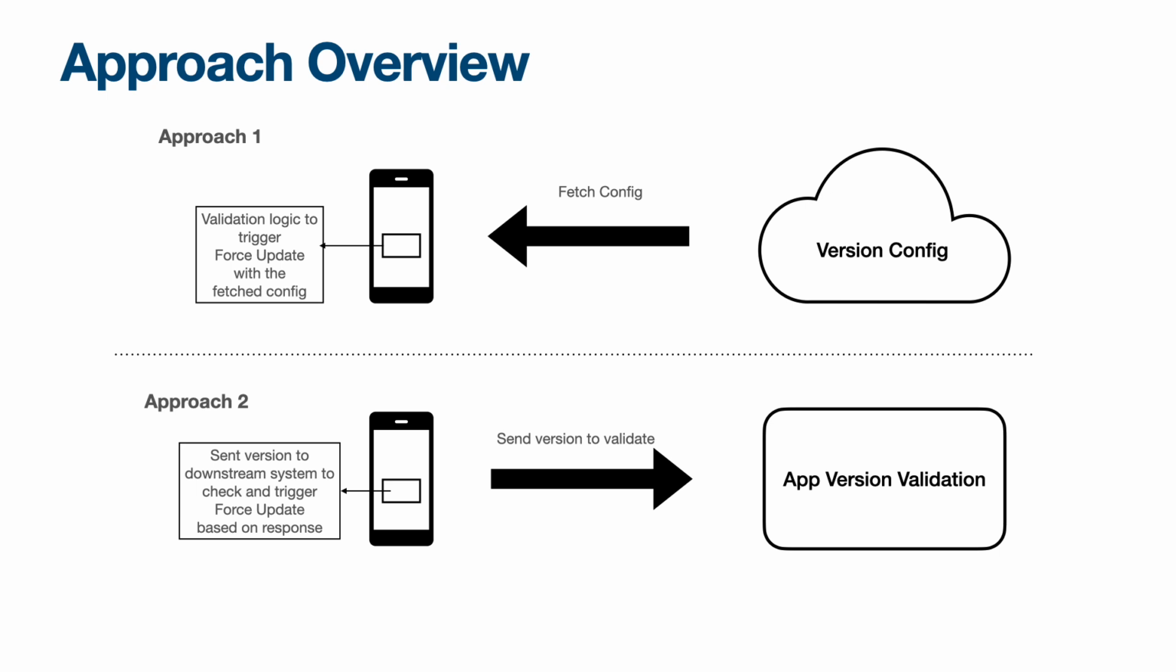The validation logic to validate and verify if the force update pop-up needs to be shown or not happens on the mobile application. Whereas, on the contrary, approach 2 sends the app version to the backend to validate and send the response back, and appropriately handles displaying of the pop-up.